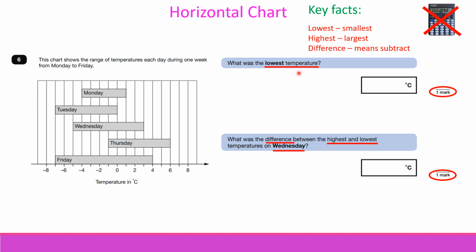So to start with, we're going to look at the lowest temperature. So if you look down here, we've got temperatures. On a Thursday, we've got 6, which is my maximum temperature, but we're looking for the lowest. So we're looking down here, which is the lowest bar. So we can draw a line across here, which takes me to the lowest bar, which is the lowest temperature on Tuesday and on Friday.